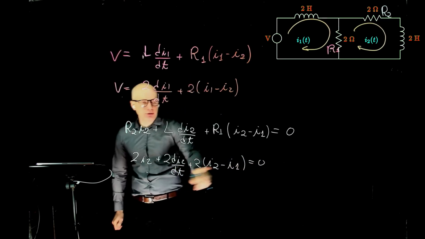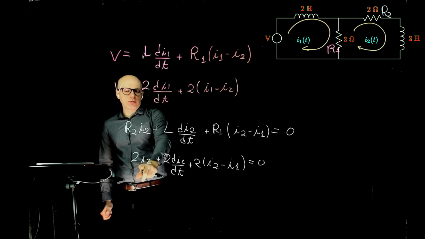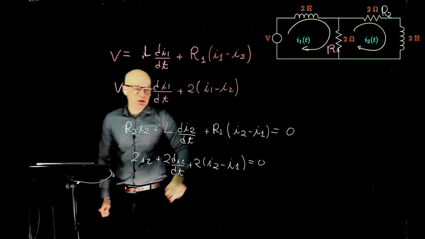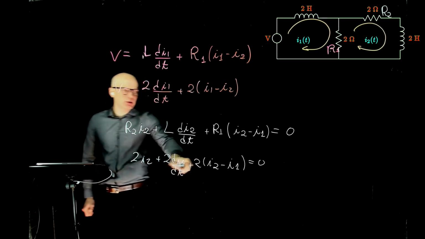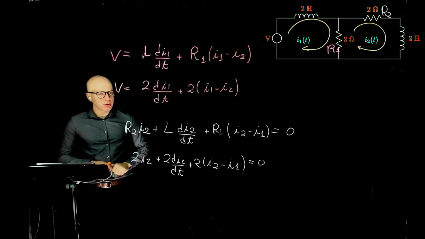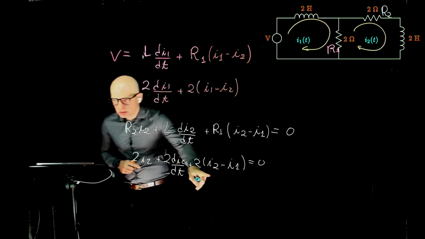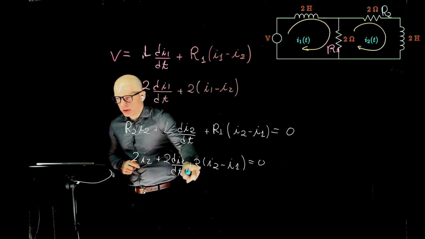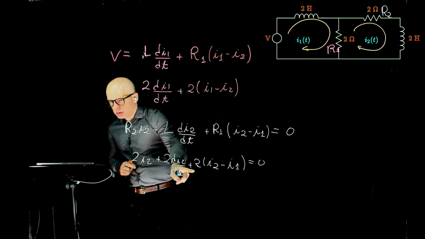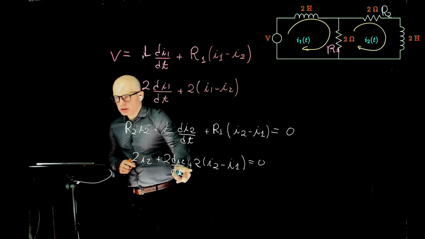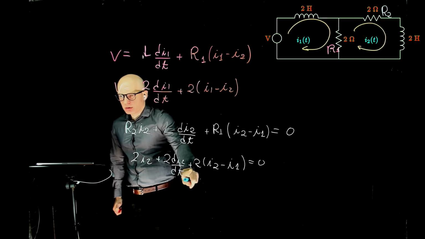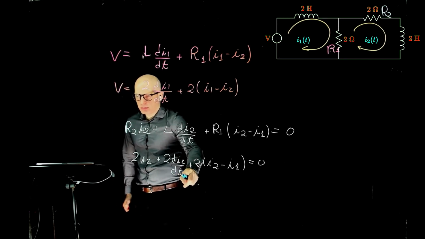And of course, we can further expand here. We have 2I1 plus 2I2 plus 2I2, so that's 4I2. Is there a positive sign in front of R1 bracket I2 minus I1, or is there a negative sign? It's all positive here. Are you referring to this point here? Yeah, that's positive.